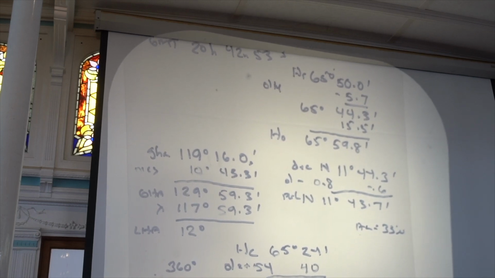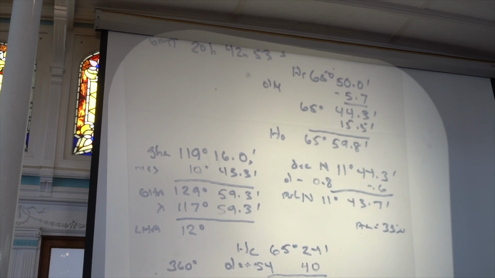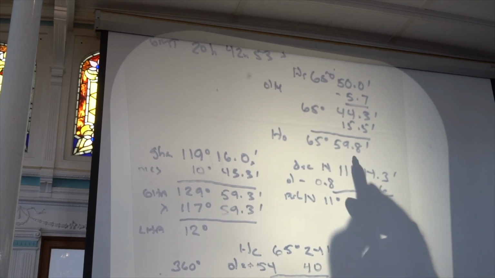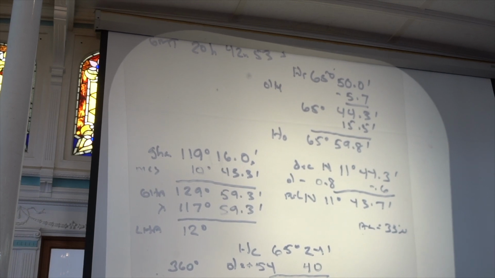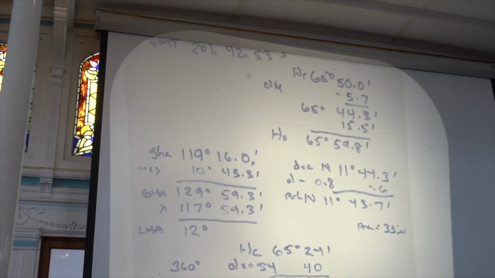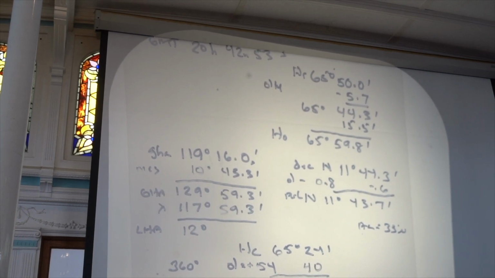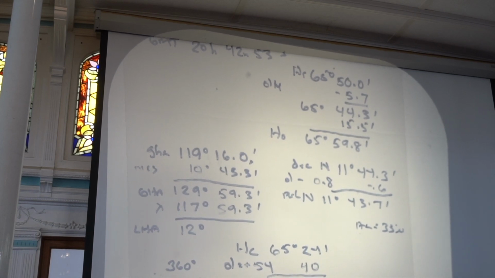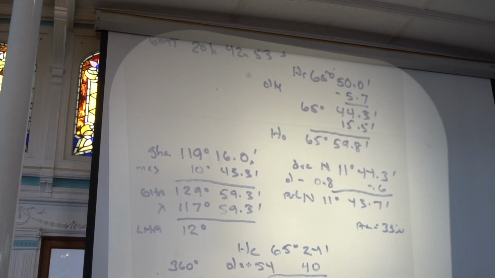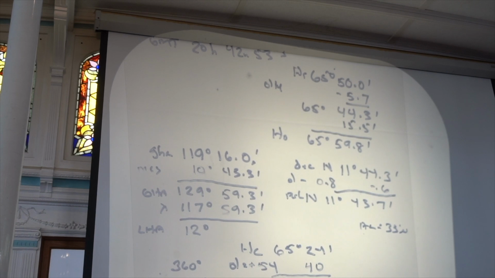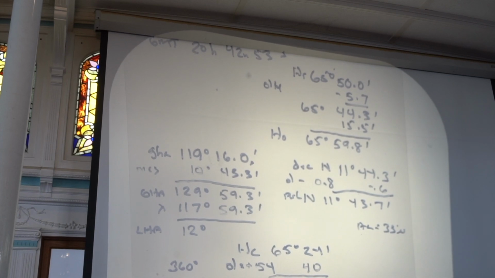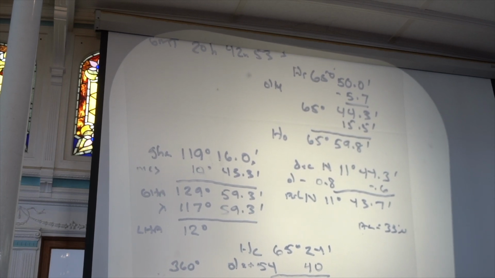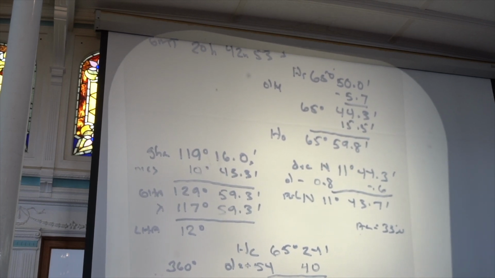Okay? Now, the HC is 65 degrees 64 minutes. The HO is 65 degrees 59.8 minutes. So the HO is smaller. If we subtract 59.8 from 64, what do we get? It's 4.2, right? 4.2, that's the intercept. And because the HO is smaller, we're actually away from the sun by that.